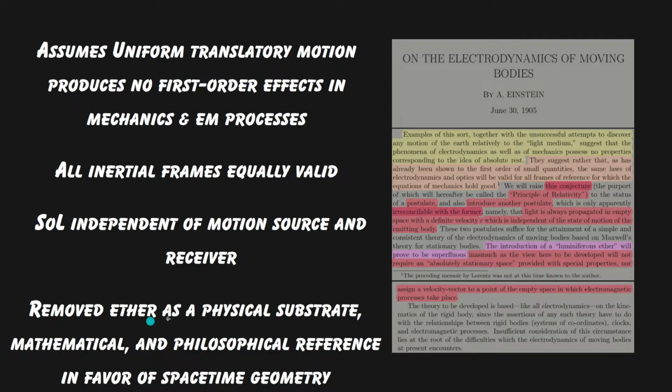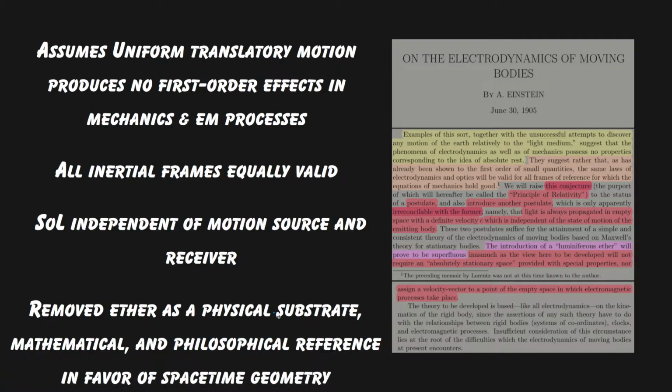You don't need it as a physical substrate or mathematical, right? Because the important part here is assigning velocity vectors to a point in empty space in which electromagnetic processes took place. So not only is he removing it as a physical substrate, also a mathematical concept, and then through relative simultaneity, he removes it philosophically.